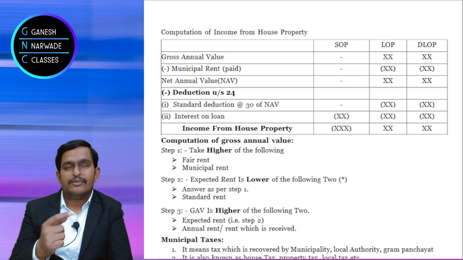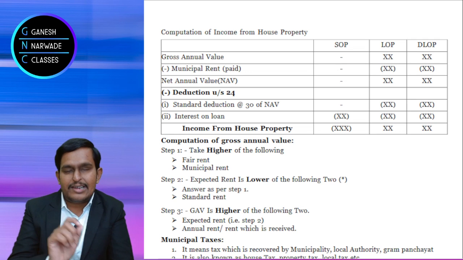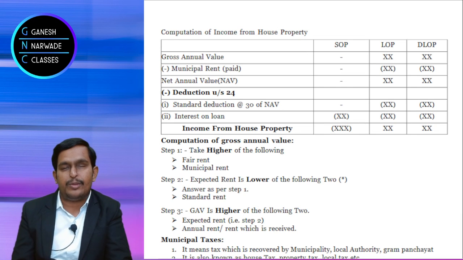Chalo, recap with me. First one, GAV, gross annual value. From that deduct municipal taxes. We get net annual value. From that, deductions under section 24. 24A, standard deduction at the rate of 30%. 24B, interest on loan will be deducted to get income from house property.